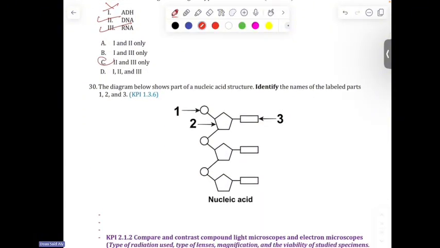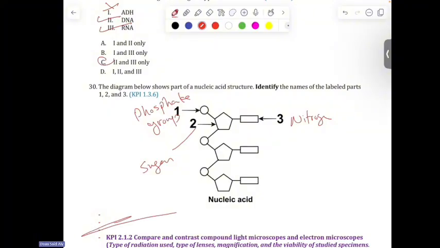Number 30 will come in the final. Okay? Number 1, this is the phosphate group. Number 3, it's the sugar. And number 2, nitrogen base. That's all for the first topic. Girls, do you have any question?